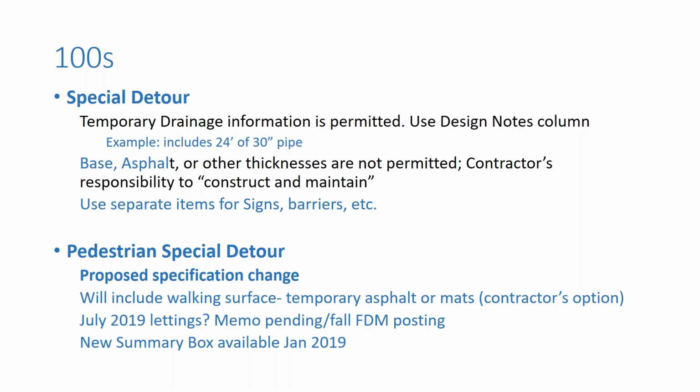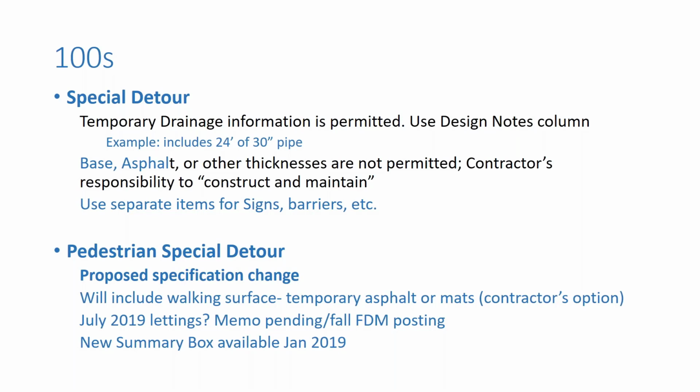Something new that we have expected for July of 2019 is a pedestrian special detour where walking surfaces or some type of mat may be necessary. And we do expect to have a bulletin issued either this month or in the early part of 2019, and a new summary box will be available.